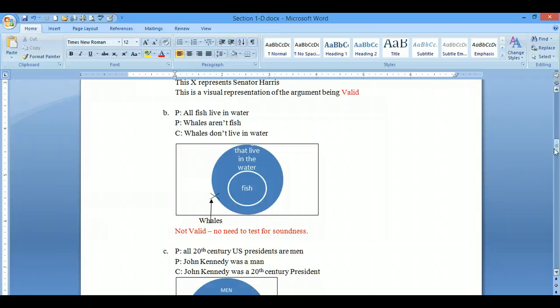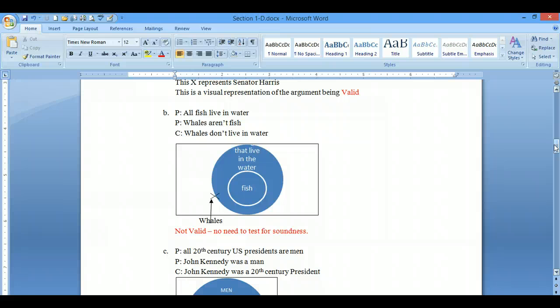Okay, so I have all 20th century presidents are men. So all of those must be in the men set. So the bigger of the two is men. Then within that is all of the 20th century presidents. Now we need to talk about John Kennedy. John Kennedy was a man. So I know that I'm going to put an X somewhere in the man circle. But it didn't tell me where in the man circle. I'm not going to go outside of it, but it has to be within it.